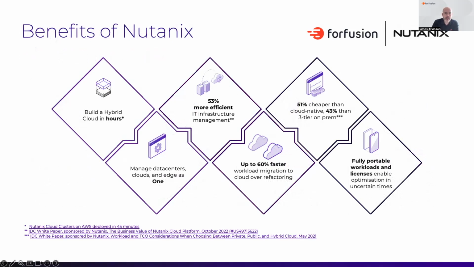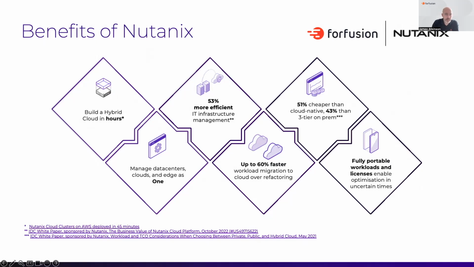So what can the Nutanix hybrid multi-cloud platform do for you? These figures are an example of some of the benefits of NC2. You can build a hybrid cloud in hours compared to days, weeks, or months so that you can accelerate transformation initiatives. You can manage all of your data centers, clouds, and edge endpoints as one for a consistent, secure operating environment. Built-in security not only prevents and detects security threats, but also helps to prevent data loss and ensures continuous business operations.